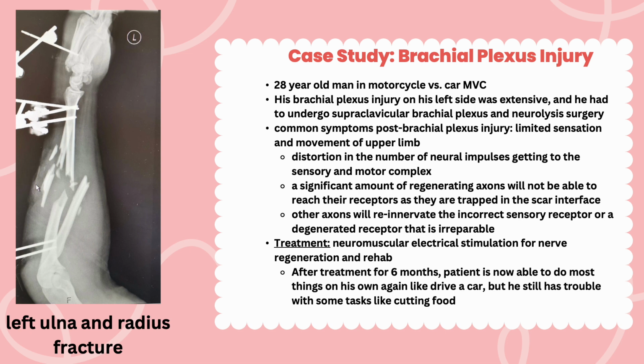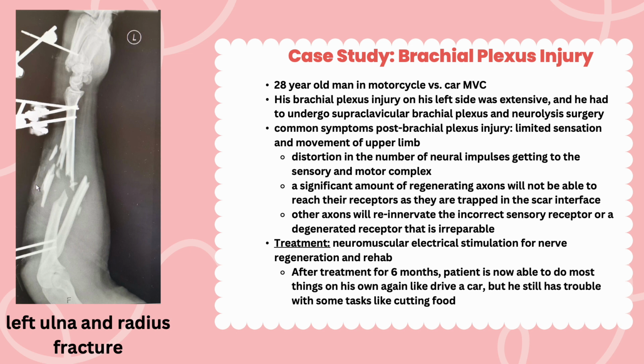I actually learned this the other day. Brachial plexus injuries are commonly on one side rather than both. So it's rare to have a brachial plexus injury on both sides. It's normally on either your left side or your right side.